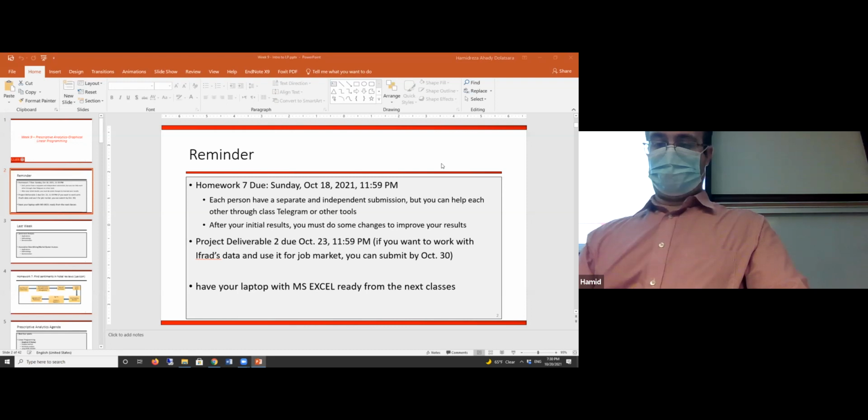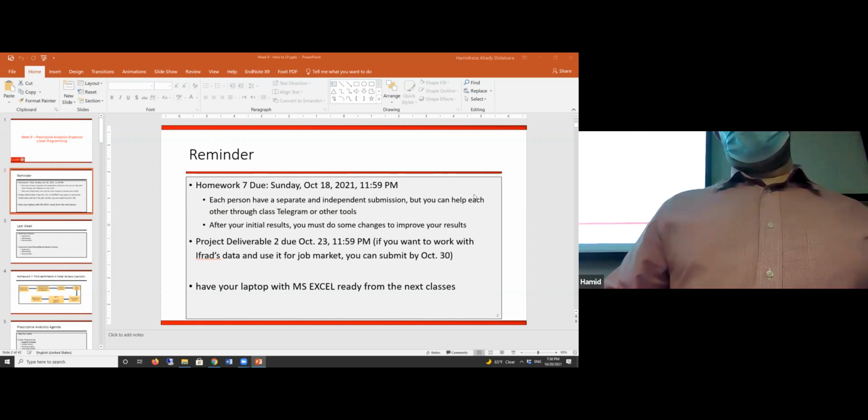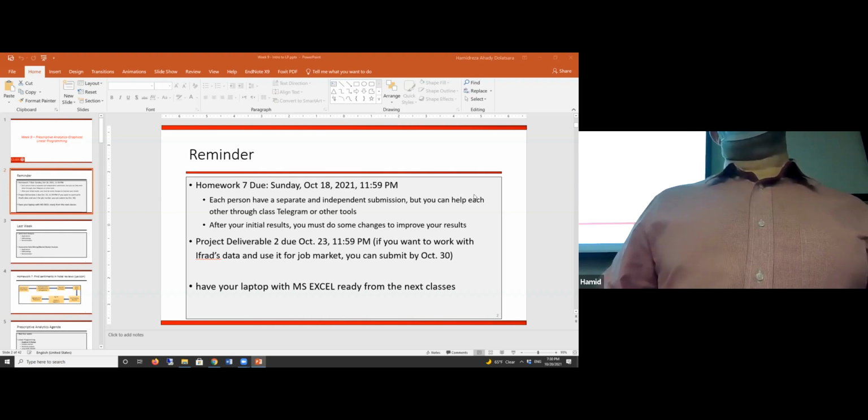Also, you may need to have Microsoft Excel ready because we do some operation management problems, and we do them using linear programming. So you need to have Solver in Excel ready to be able to do that. So have Microsoft Excel on your system.